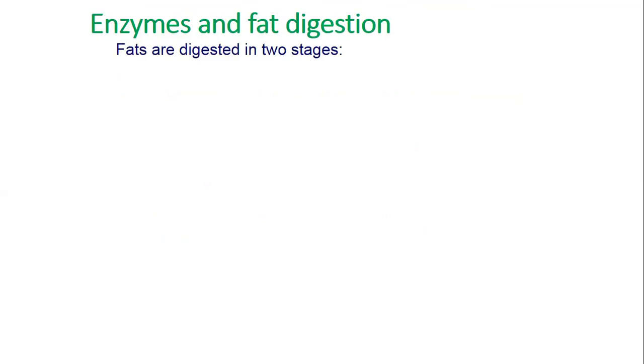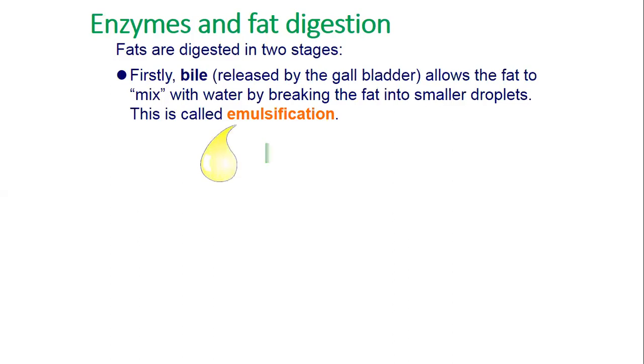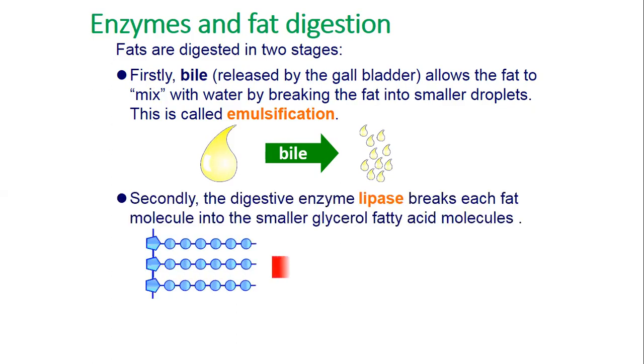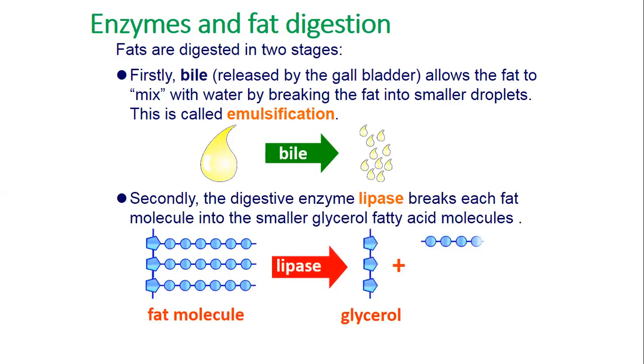In the case of fat, this is a little different. Fats are digested in two stages. Firstly, bile released by the gallbladder allows the fat to mix with water by breaking the fat into smaller droplets. This is called emulsification. So bile emulsifies the lipid at first. Secondly, the digestive enzyme, which is the lipase, breaks each fat molecule into the smaller glycerol and fatty acid molecules. This is the digestion of lipid.